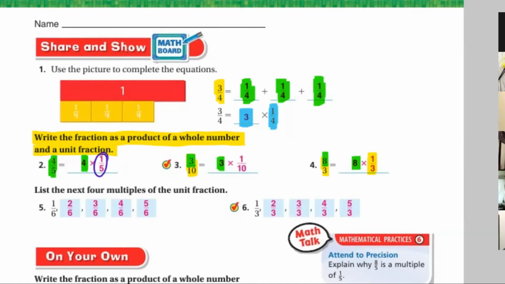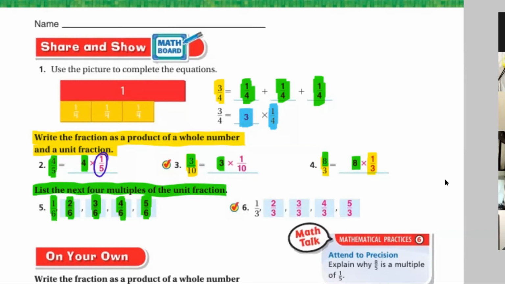Okay, what about number 5? Let's read the question first. List the next 4 multiples of the unit fractions. So 1 over 6, and the next one will be 2 over 6, 3 over 6, 4 over 6, 5 over 6. It's very simple, right? So easy.